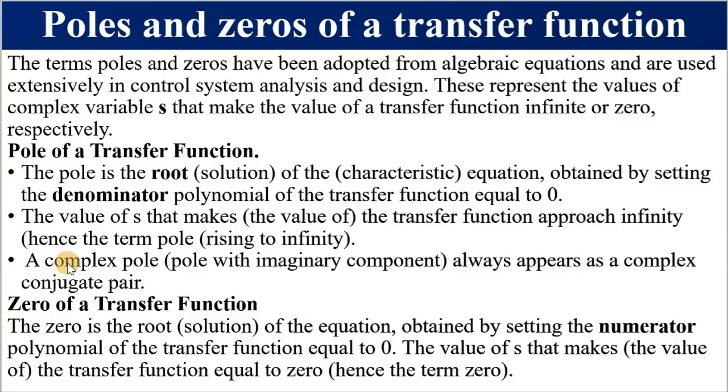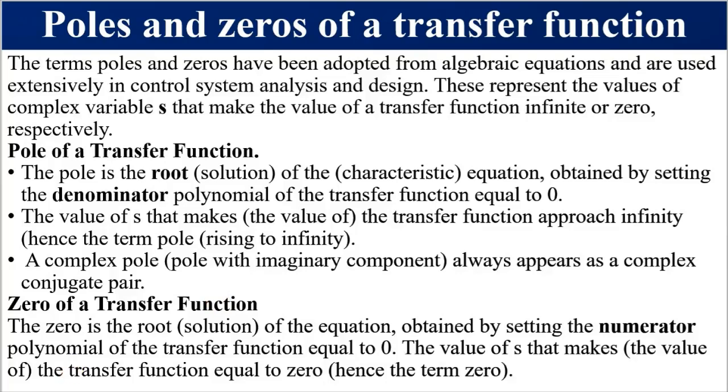For a complex pole, please take note that a complex pole always appears as a complex conjugate pair. And what is the zero of a transfer function? The zero is the root or the solution of the equation, obtained by setting the numerator polynomial of the transfer function to 0. The value of s that makes the transfer function equal to 0 is what we call the zero of a transfer function.